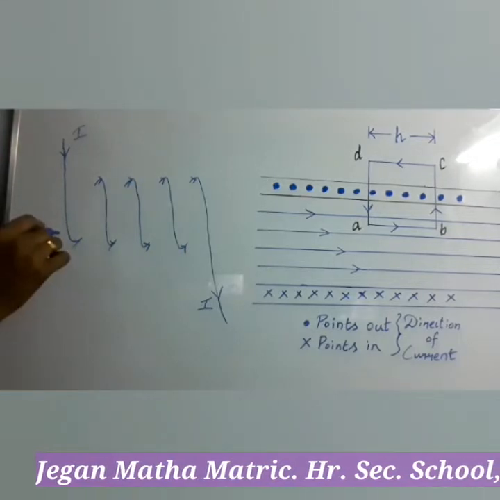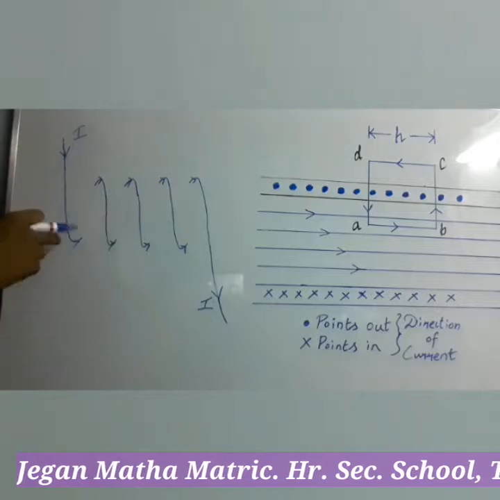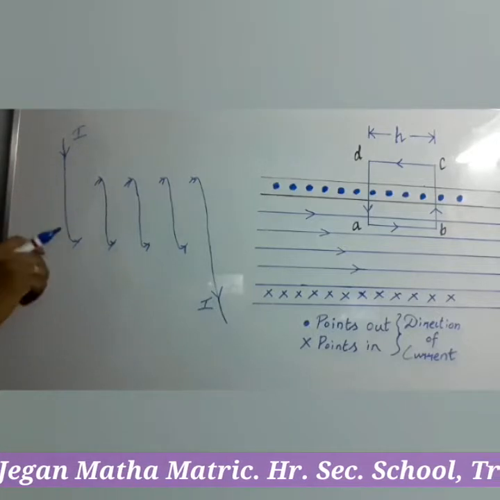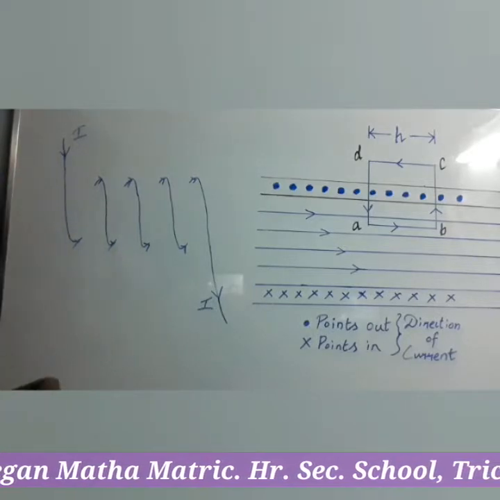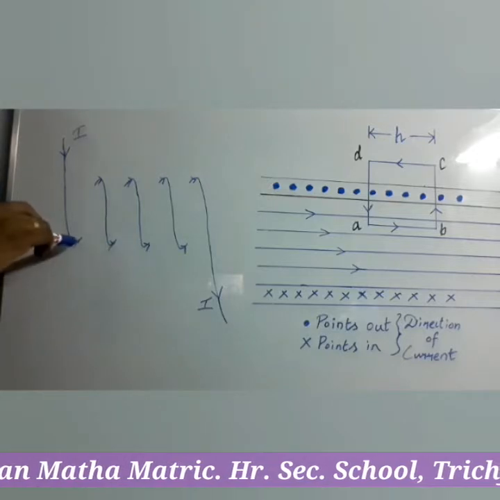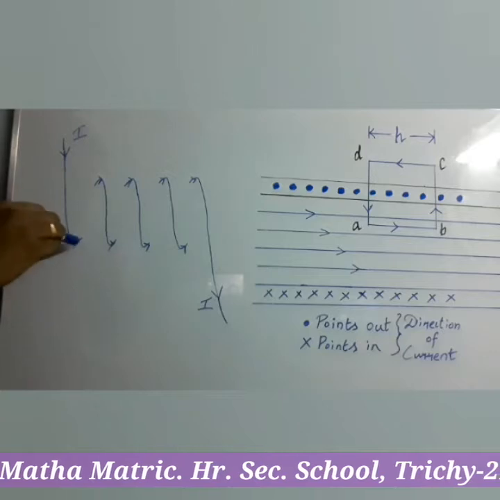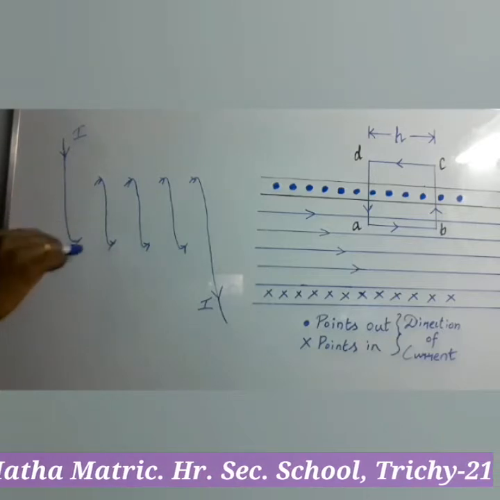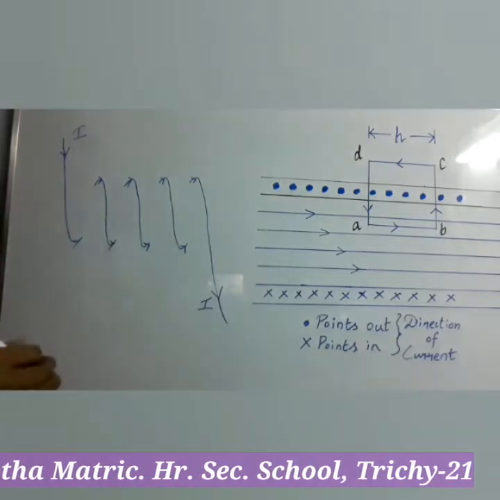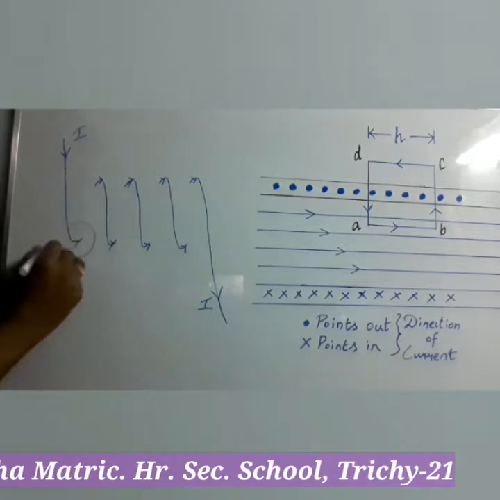Here at the bottom, current enters in one direction, so an imaginary screw also wants to enter in that direction. For that, how can you rotate the screwdriver? You have to rotate the screwdriver like this, in a clockwise direction. So the magnetic field produced here is in a clockwise direction.